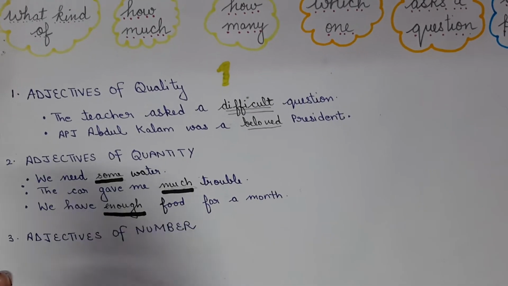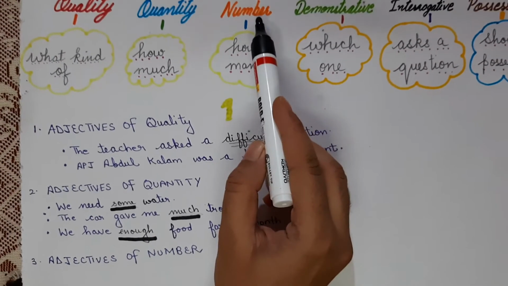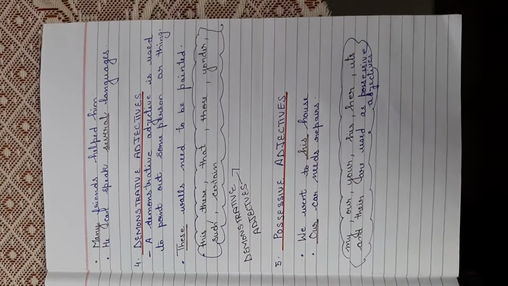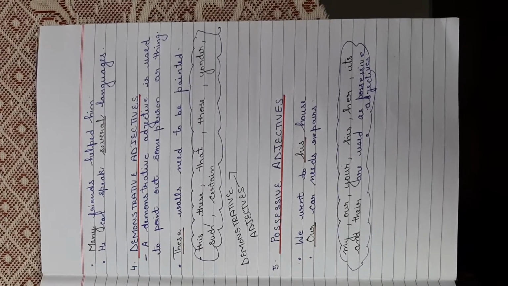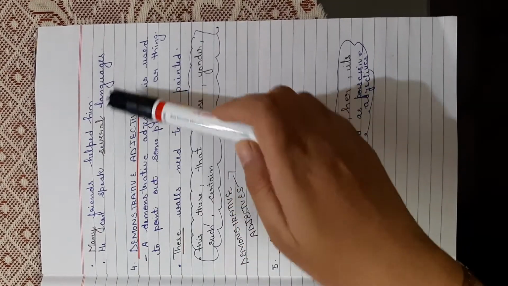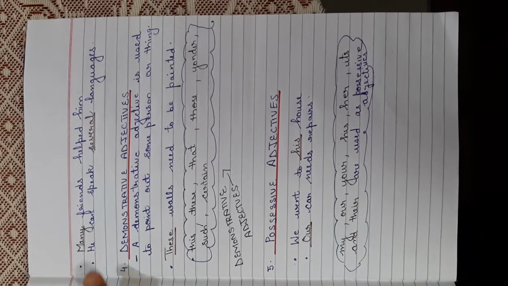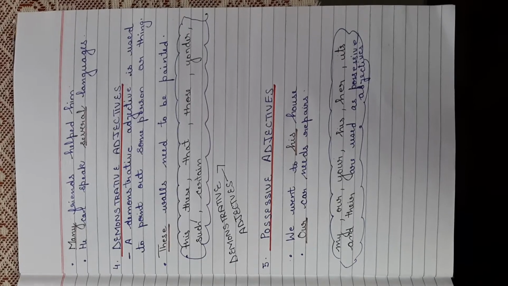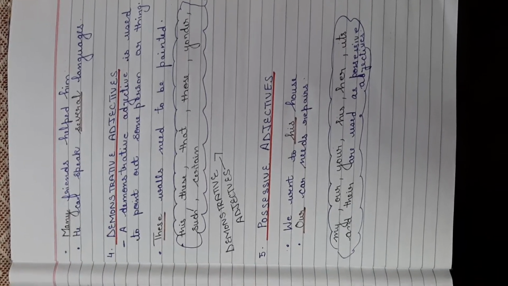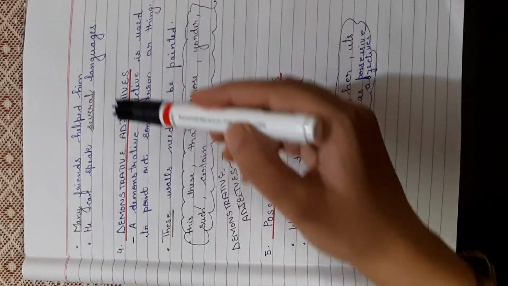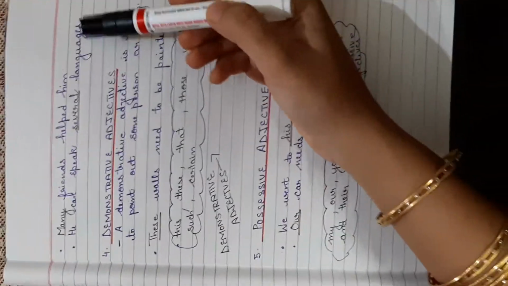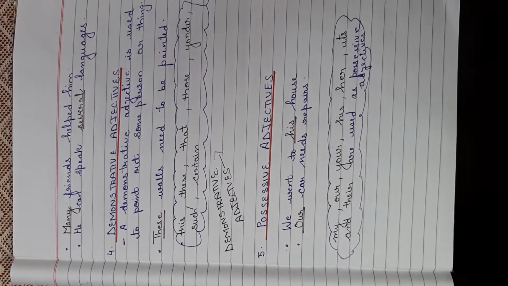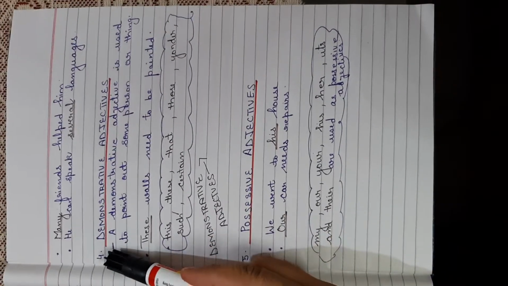Now let us talk about adjective of number. Adjective of number answers the question how many. Many friends helped him. Now many is adjective of number because it's answering the question how many. How many friends? Many friends. He can speak several languages. How many languages? Several. So several will be adjective of number.